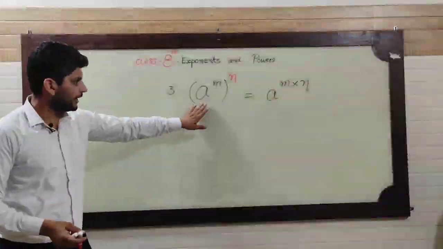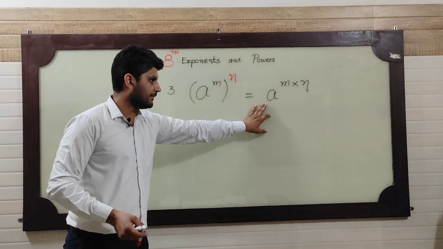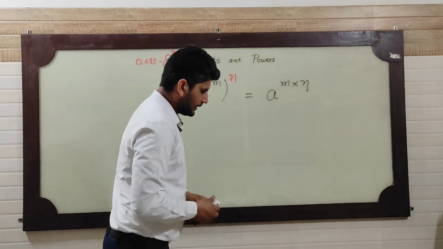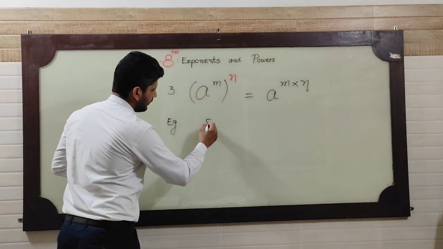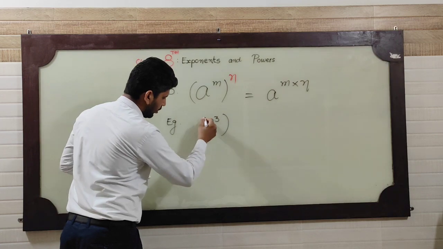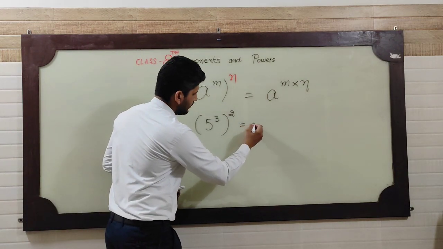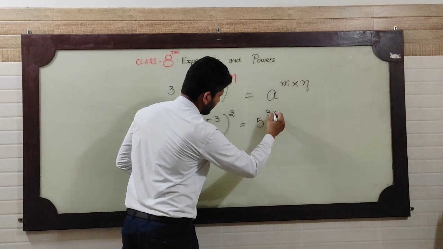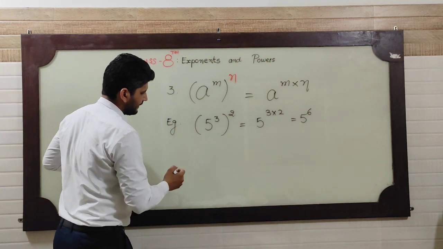Property third: if a power m whole power n, then we simply write it a power m into n. Now we are going to verify this also with an example. Suppose we have 5 power 3 whole power 2. So how can we write it? With the help of the property, its answer is 5 power 6. Now we are going to verify this.